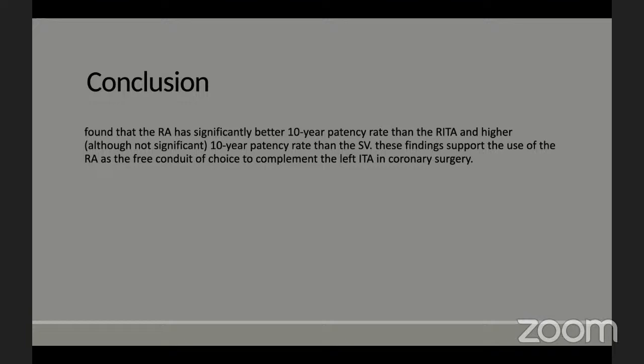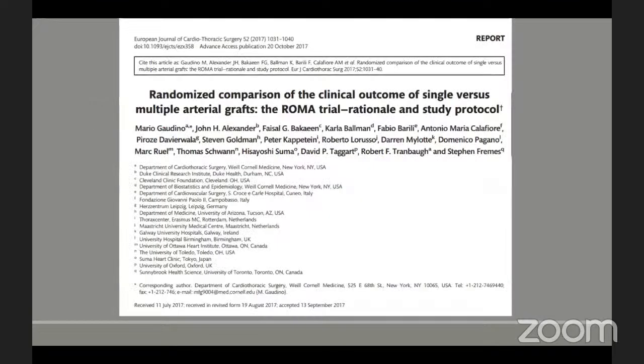Okay, randomized comparison of the clinical outcome of single versus multiple arterial graft, the ROMA trial.